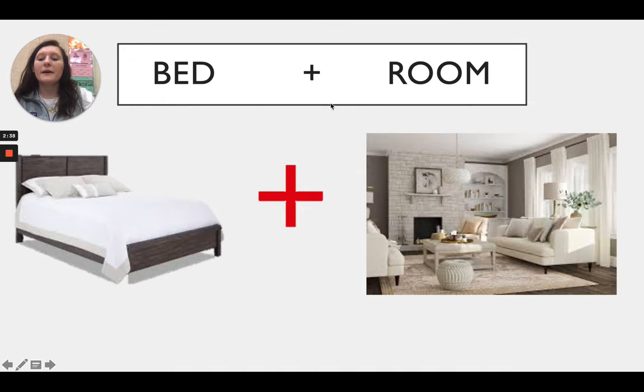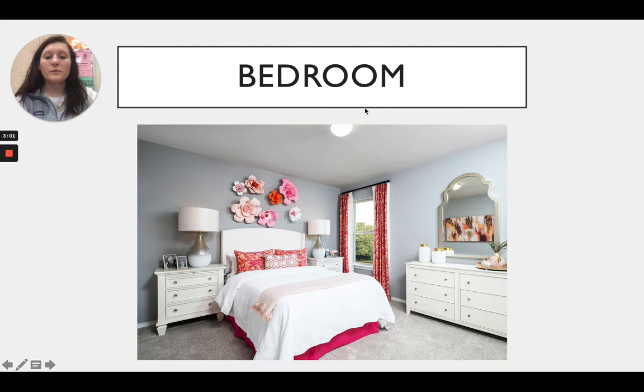All right, next up we have bed plus room. So we have a picture of a bed, and then room can mean many different things. A room could be a living room, it could be a kitchen. When we put the word bed and room together, we get a bedroom, which is where we do find a bed. But again, it does change the meaning from the two words that we had before when they were separate.